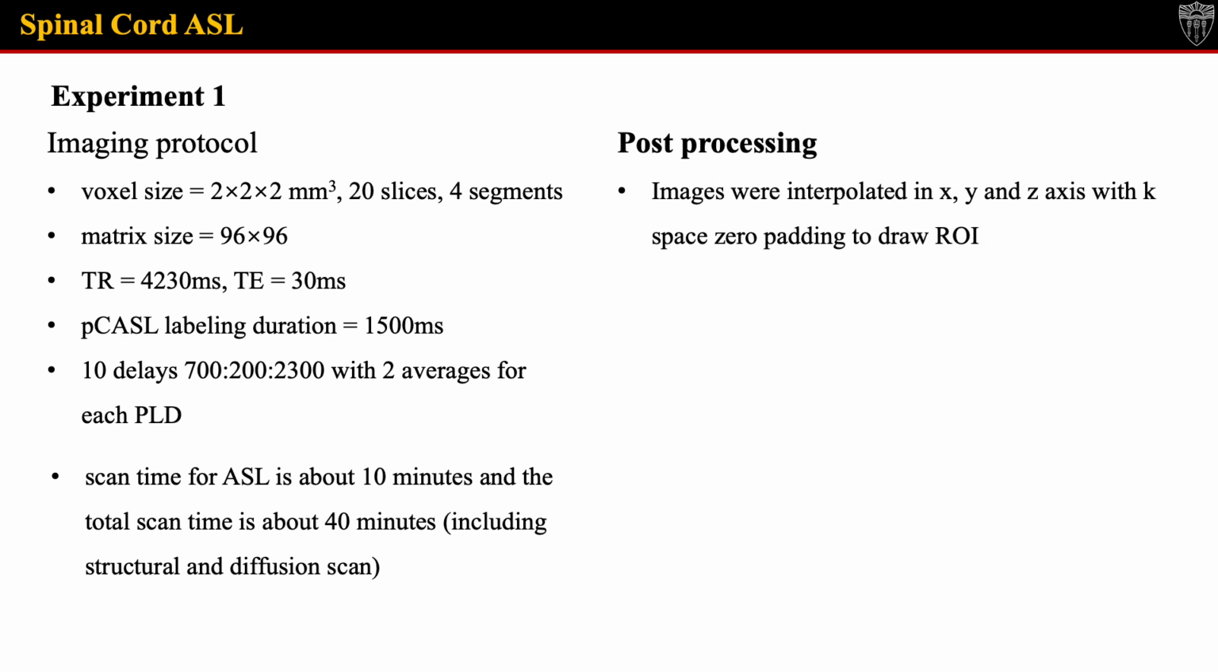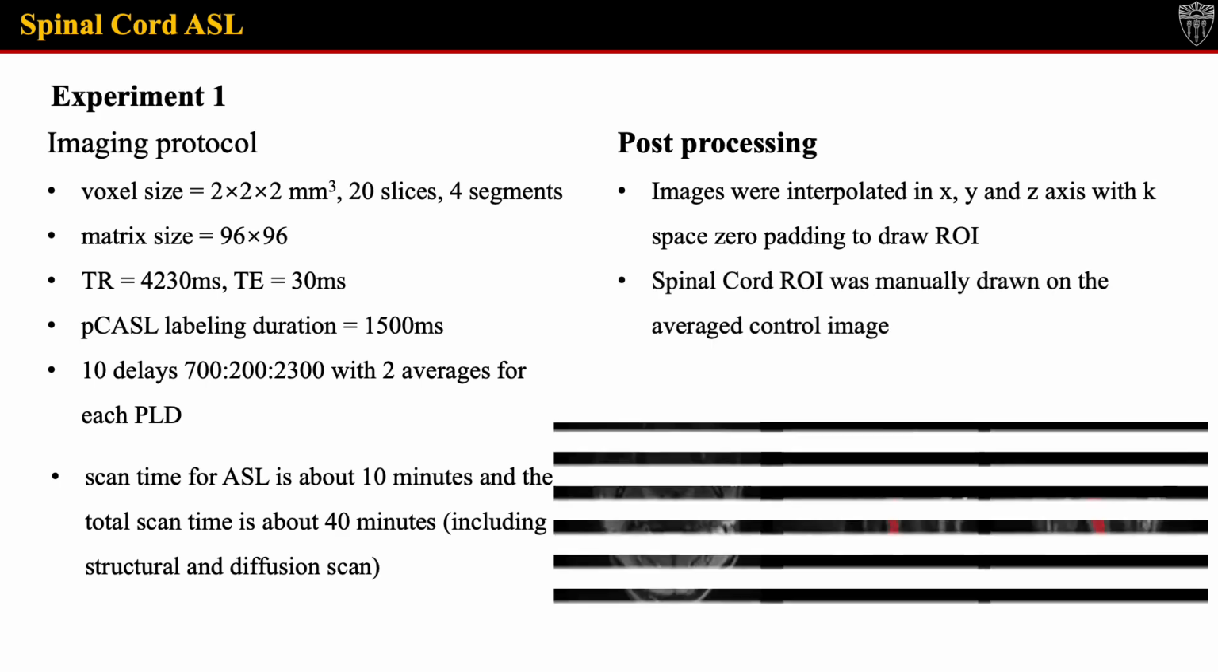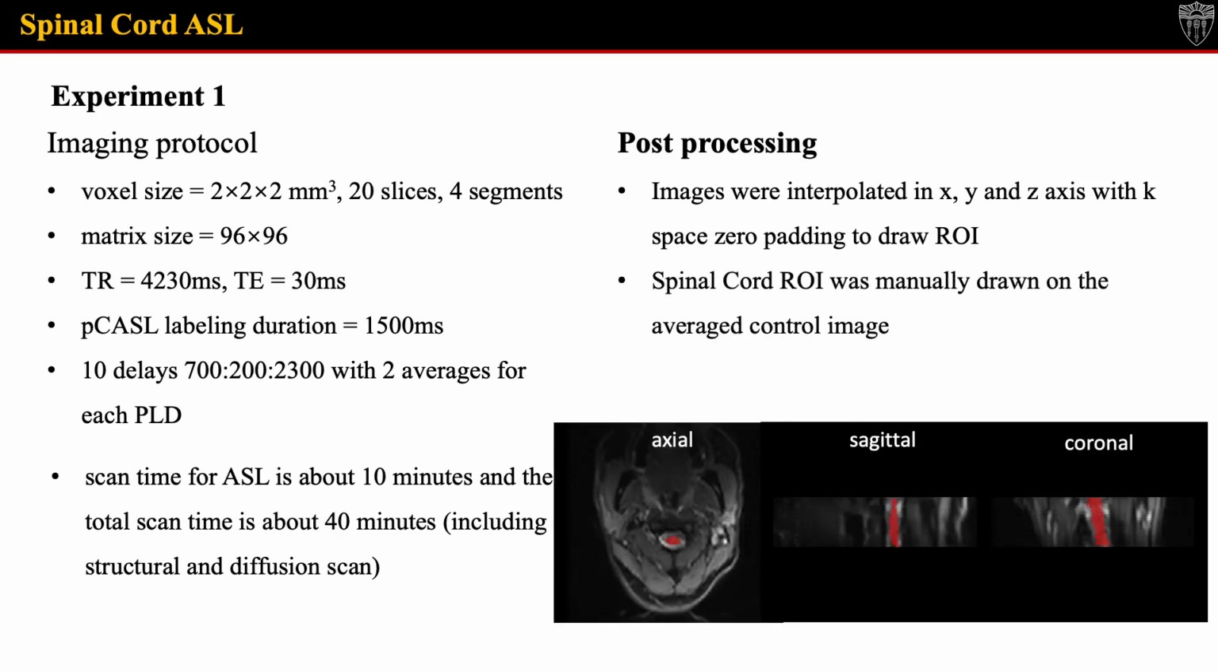All ASL images were interpolated to help draw ROI in the spinal cord. The ROIs were drawn manually on the average control image. This figure shows the typical image in the 3 planes overlaid by the spinal cord ROI.